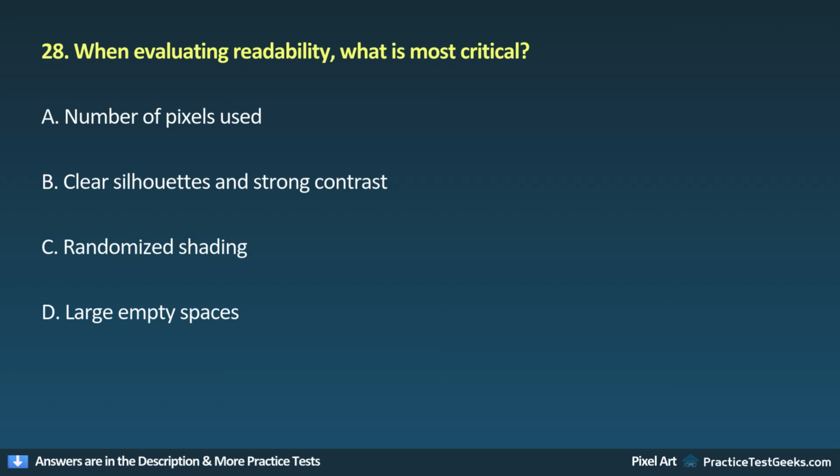A. Number of pixels used. B. Clear silhouettes and strong contrast. C. Randomized shading. D. Large empty spaces.